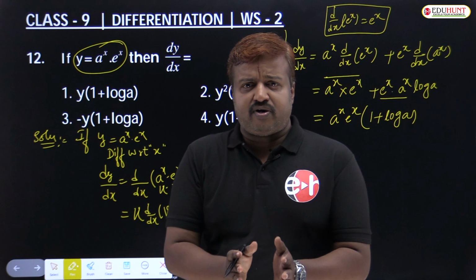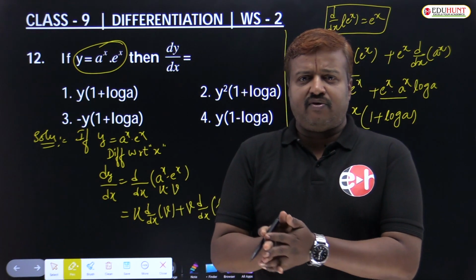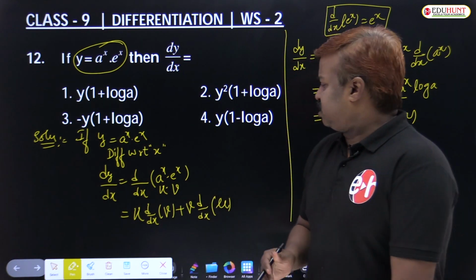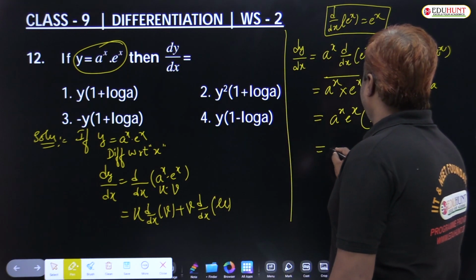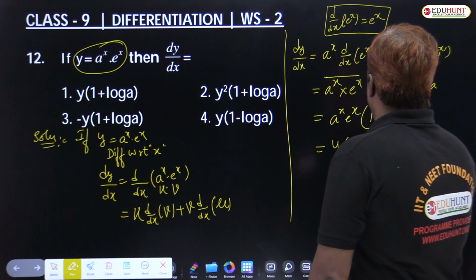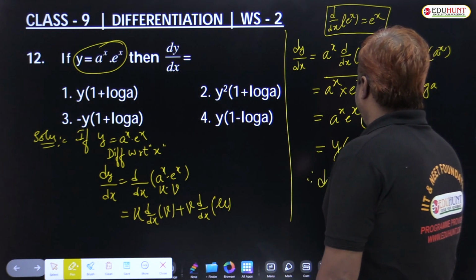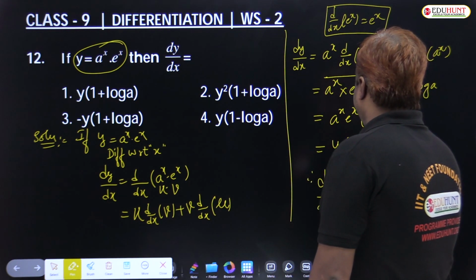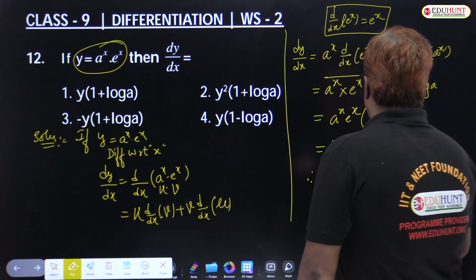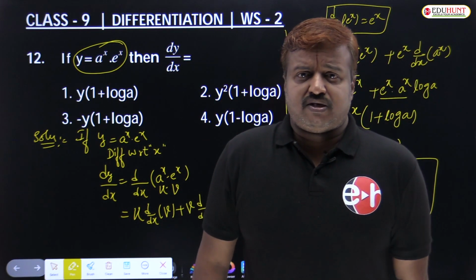The value of a^x into e^x is already given, so we can replace it as y, or if they had given f(x), then as f(x). So now replace the value as y here: y into 1 plus log a. Okay, therefore dy/dx is equal to y into 1 plus log a, which is the answer for question number 12.